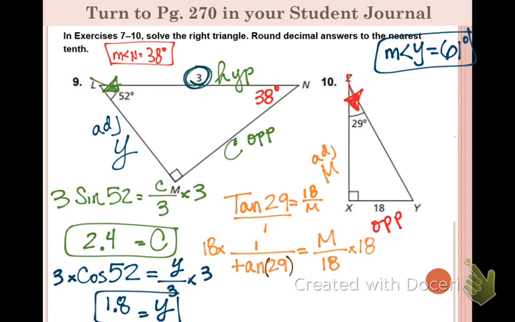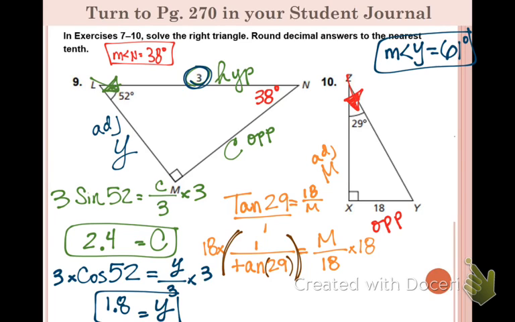Hold on, I want to do this one. So you're going to do 18 times, and then you can make a fraction. 1 over, I'm not asking for the answer yet. 1 over tangent of 29. Make sure you close the parentheses. Oh, I didn't put 18 yet.